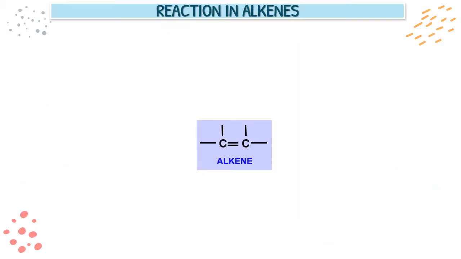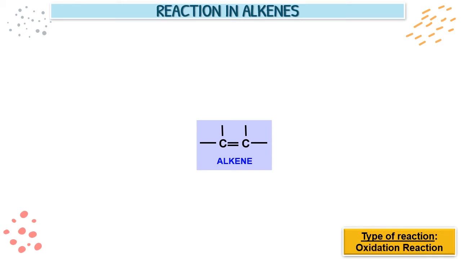So this is our alkene, the carbon-carbon double bond. So the reaction will occur at the carbon-carbon double bond. The type of reaction over here is an oxidation reaction. Okay, why and how does it differ from the previous reaction, which is electrophilic addition reaction?